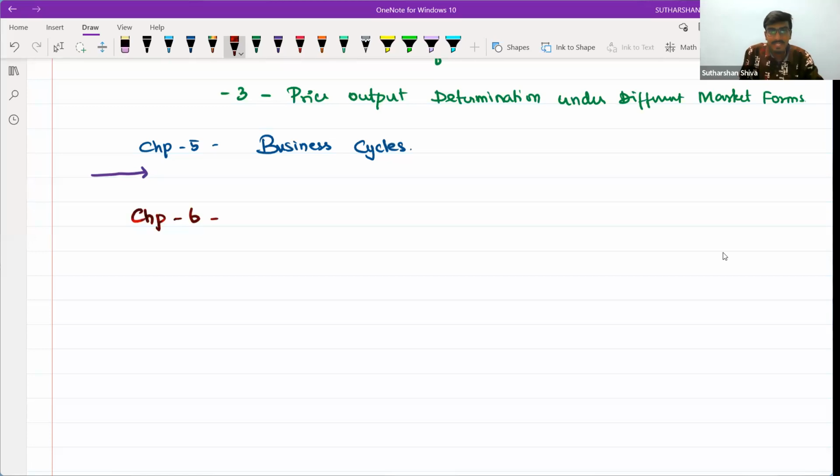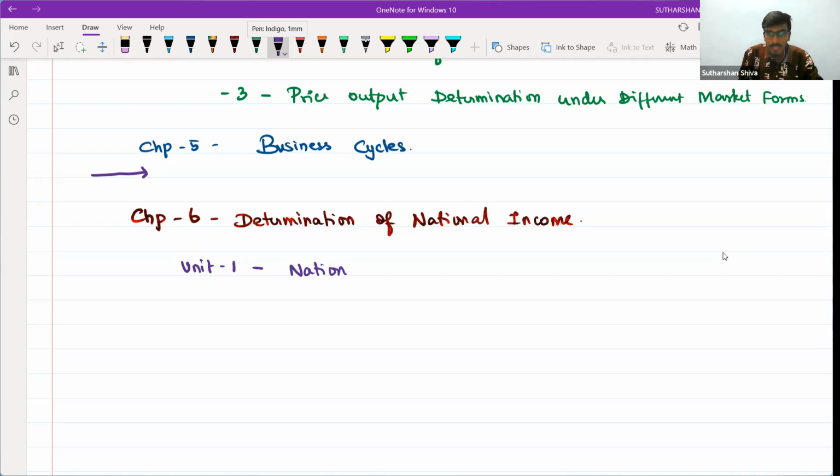Chapter number 6 is determination of national income, the same thing which you have learned in 12th standard, whether state board or CBSE. Your unit number 1 is based on national income accounting. And your unit number 2 is based on the Keynesian theory.